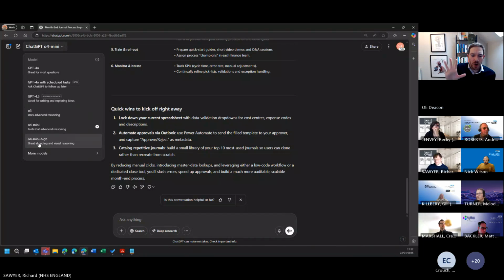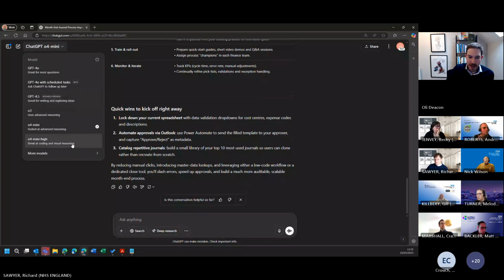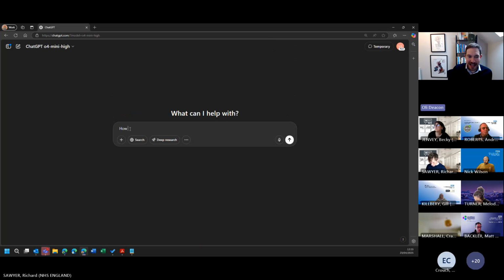The question is, how could we improve? How could we rebuild a fixed asset register in an NHS trust? I'm going to use O4 Mini High because that's replaced O3 Mini High, and it's built for coding. Cool, okay, it's a good one. So what's the exact question, Ollie? How could we rebuild a fixed asset register in an NHS trust?